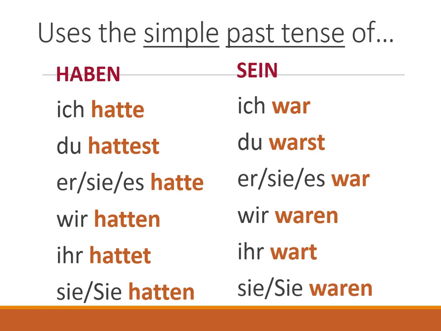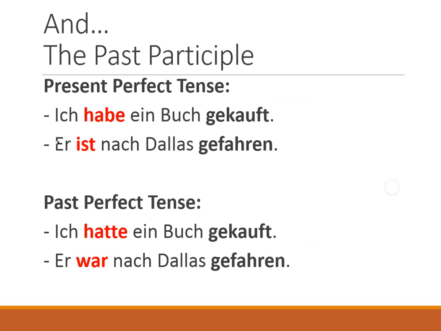So that's pretty much the only thing that changes in the past perfect tense. So simple past tense of haben or sein, and then the past participle of the main verb at the end. So here's some examples similar to what I just said.